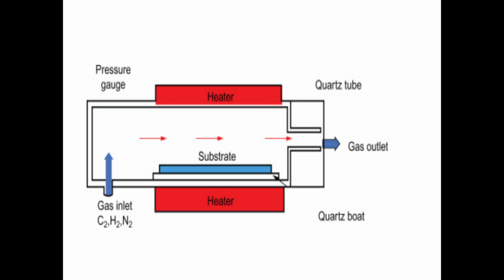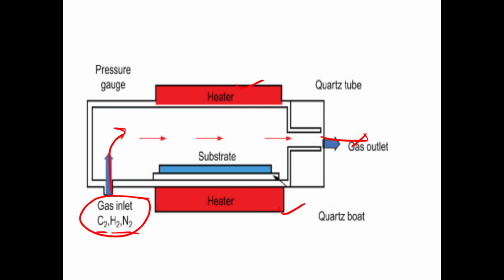First of all, this is the gas inlet through which gas is coming into the chamber, and this is the gas outlet through which gas is going out. This is the heater, the above and the below heaters that are present above and below the chamber. The substrate is inside the chamber. The reactive gas will come from here. This can be carbon, hydrogen, and nitrogen.